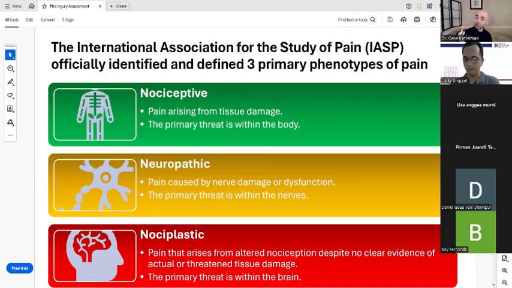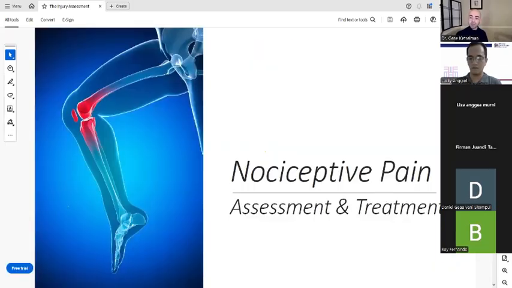All right, so it's again these 3 phenotypes: nociceptive, which is the threat from the body; neuropathic, which is the threat from nerves; and nociplastic, which is the threat from the brain. So we're going to take the time now to briefly go through each one of these 3 phenotypes. And we're going to talk about the subjective and objective parts of the assessment of what you may see with each one of these 3 phenotypes, so that you can begin to start trying to understand how to classify these patients. And then we'll briefly speak on treatment approaches for each one of these 3 phenotypes.